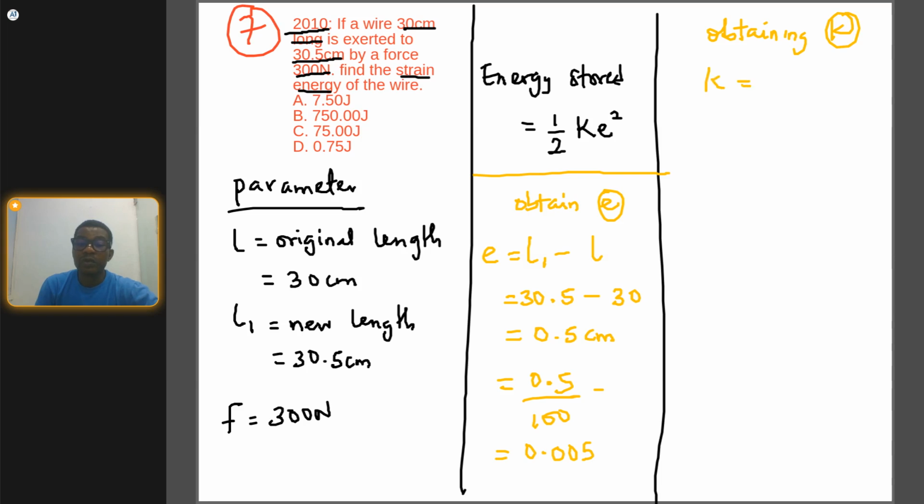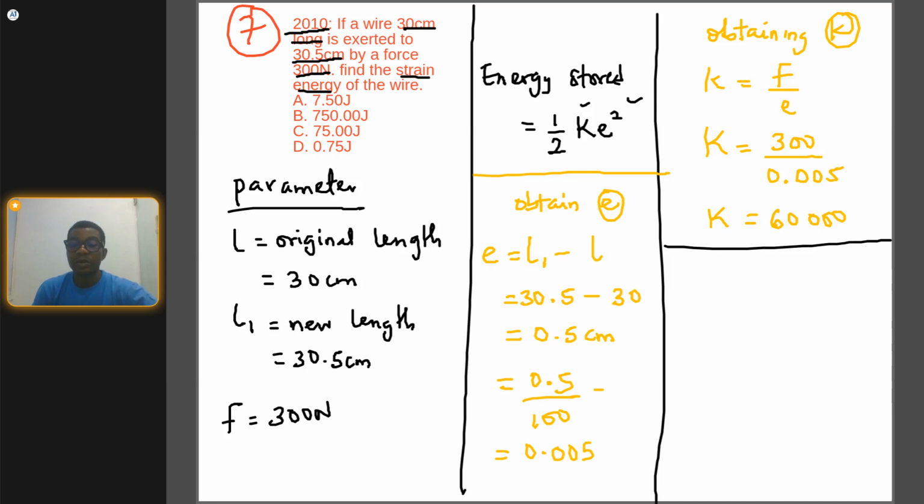Obtaining the value of K. K equals to force over extension. So K now equals to the force, which is 300 Newton, divided by 0.005. And when you do that, your K should be equals to 60,000. So if K equals 60,000, now we can get the value of the energy stored. We have K, we have E, so we can solve for the energy stored.